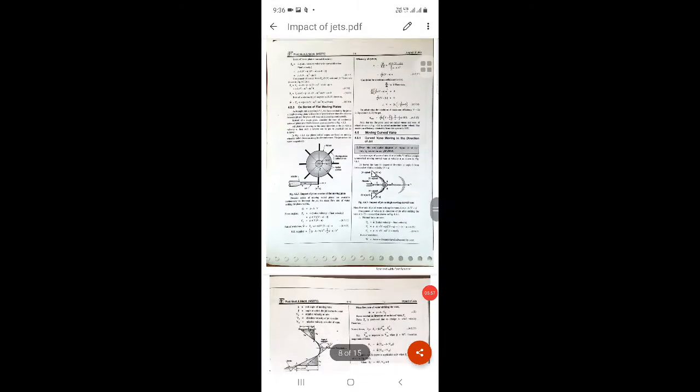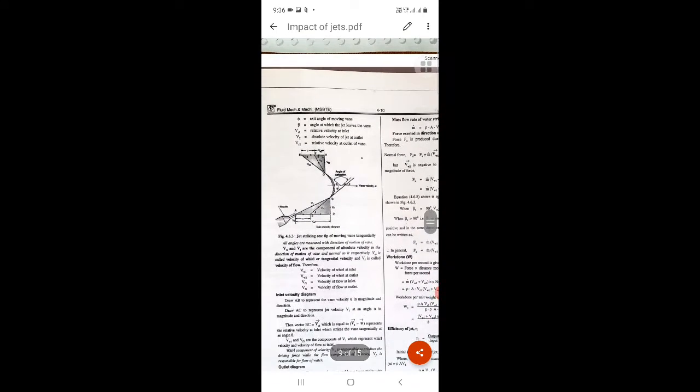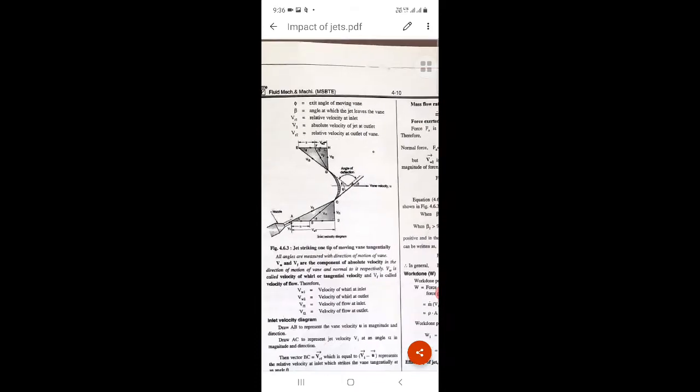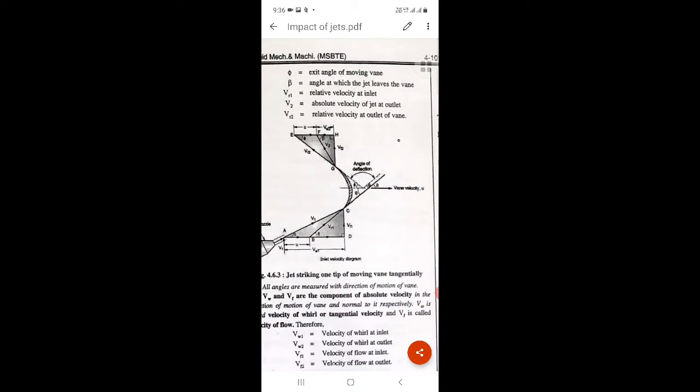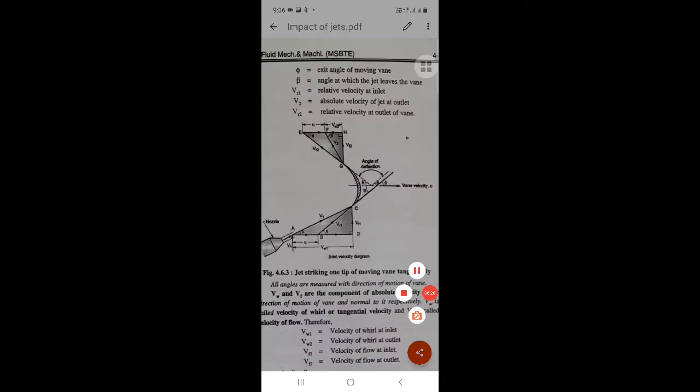So next is impact of jet on a curved plate tangentially. Firstly, draw the triangles. There are an inlet and an outlet triangle. So the inlet triangle is ABC and the outlet triangle is EFGH. Phi is the exit angle of the vane. So firstly, draw these triangles.